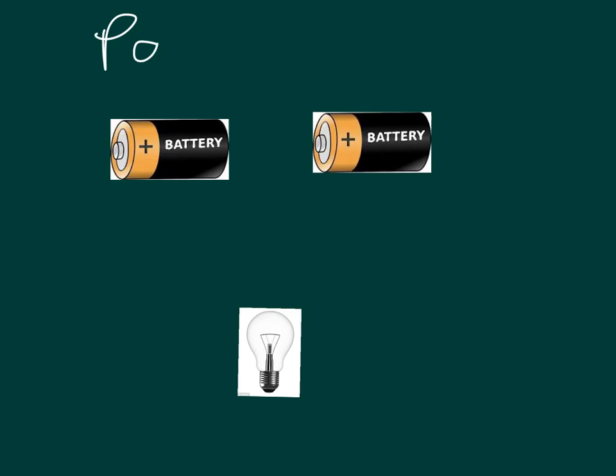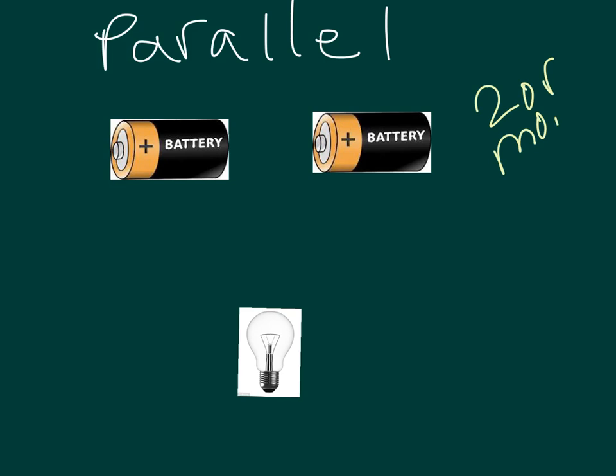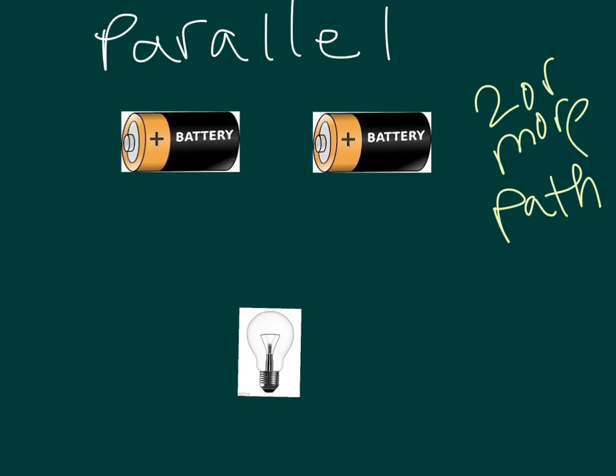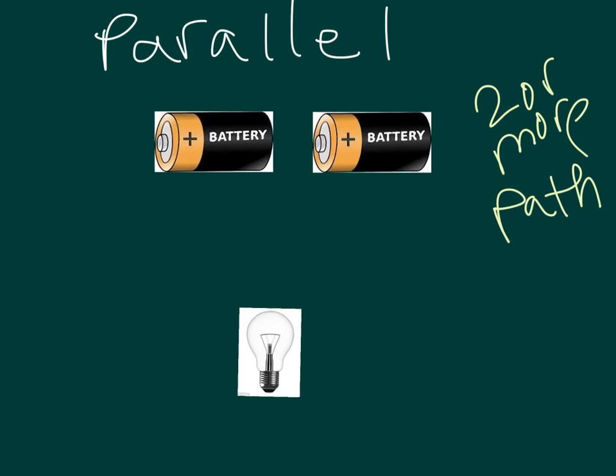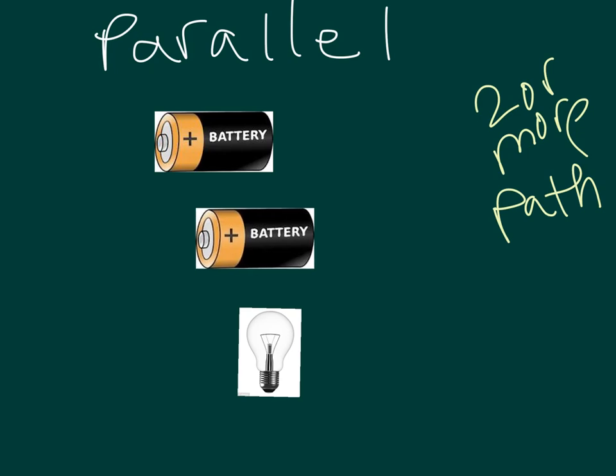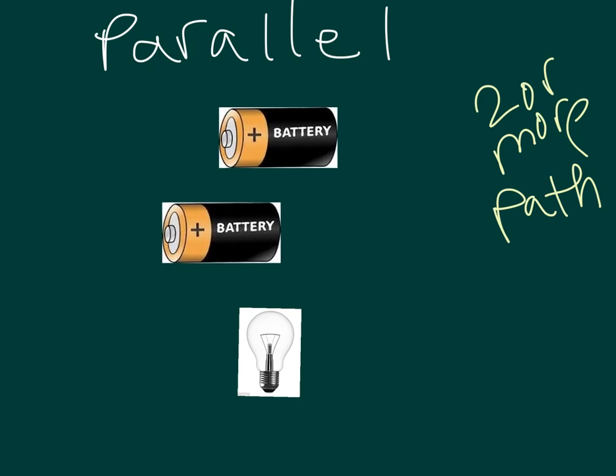Next, let's talk about a parallel circuit, which is different than a series circuit, and the difference is there are two or more paths for electricity to flow through. So let's go ahead and move the sources and receivers so that we can create a parallel circuit. So let's go ahead and get that done.